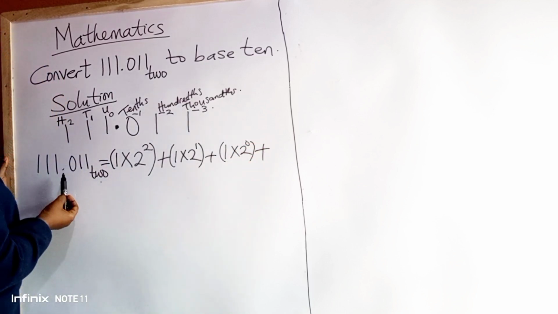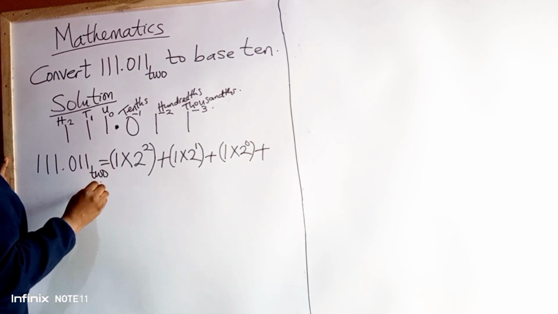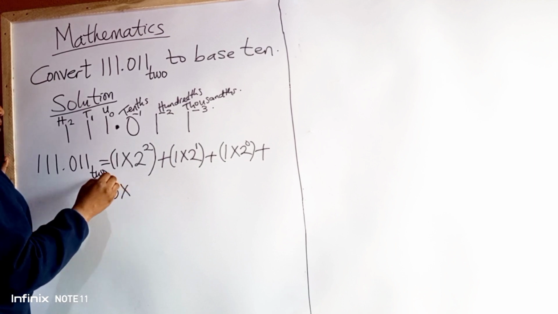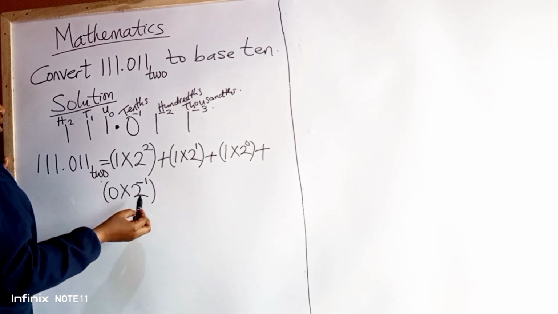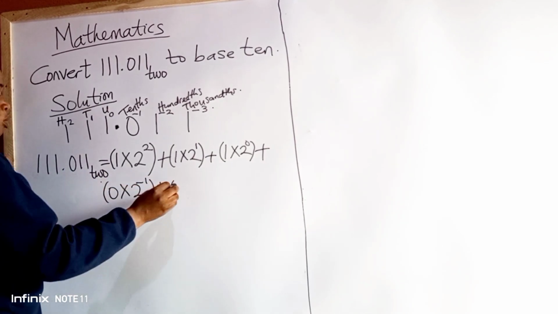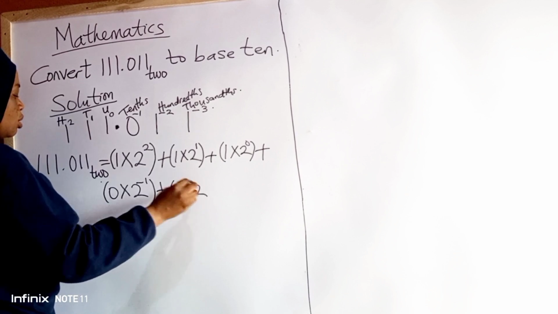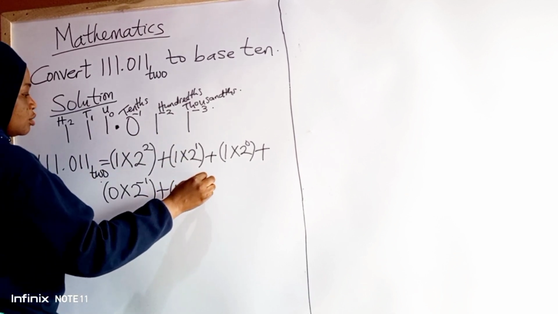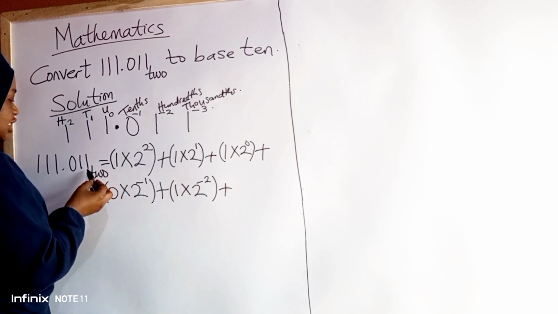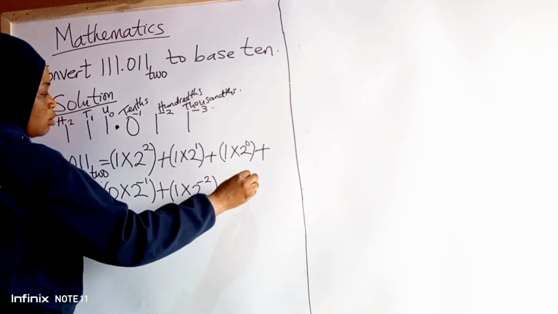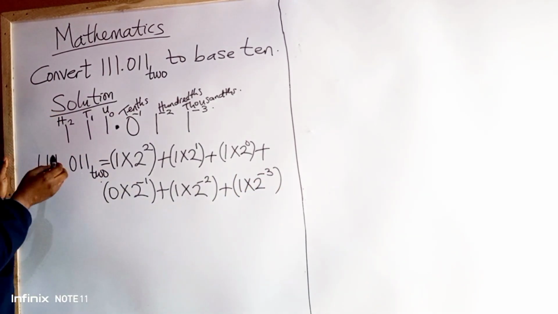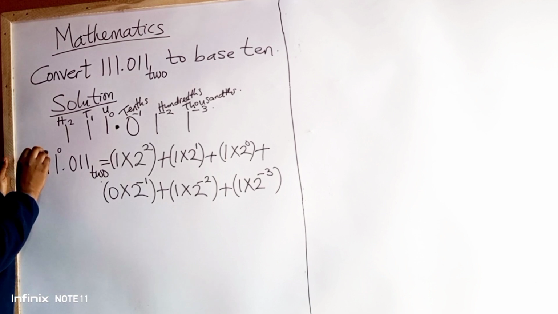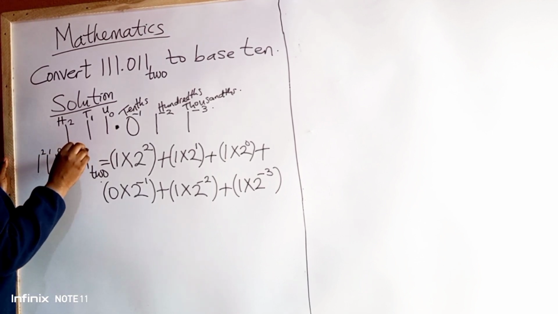Plus, you take the one immediately after the decimal point, which is 0, multiplied by the base, which is 2, raised to the power of minus 1. Plus, the next one, which is 1, multiplied by 2, raised to the power of minus 2. Plus, the last one, which is 1, multiplied by 2, raised to the power of minus 3. So what I did here is just raise 0, 1, 2, then after the decimal point, minus 1, minus 2, minus 3.